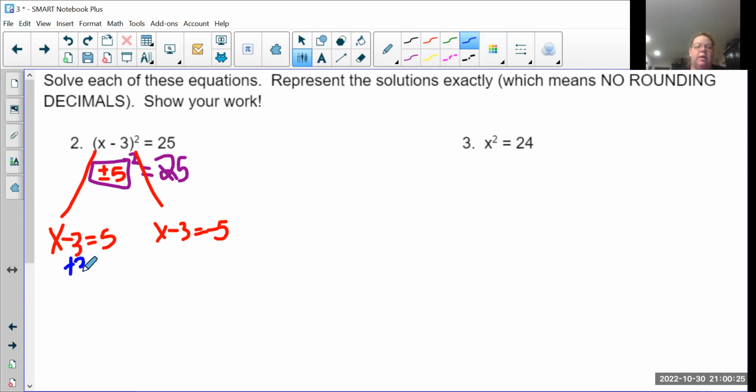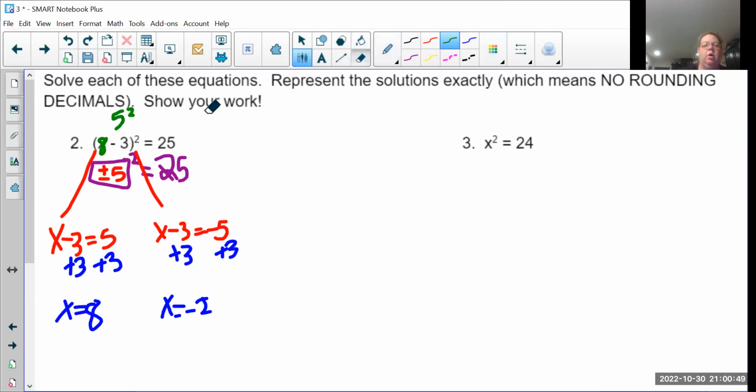So we're adding 3 to both sides for both equations. And we get x equals 8 and x equals -2. Remember, we can always check our work in these problems, so we can plug in 8 and -2 up here for x. So if I plug in 8 here, 8 minus 3 is 5, 5 squared equals 25. Or I can plug in the -2. -2 minus 3 is -5, and -5 squared is a positive 25.